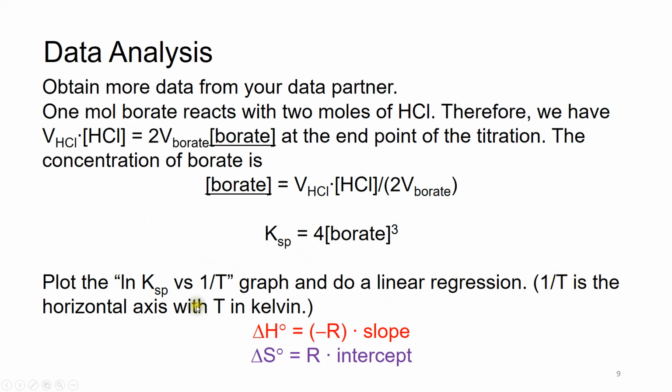Make sure 1 over T is the horizontal axis, and again, the temperature has to be in Kelvin. So 1 over temperature has to be in reciprocal Kelvin. And then after you do the linear regression, display the linear equation on the same graph, you will get the slope, you will get the intercept. The slope times negative R is equal to the standard enthalpy of dissolution. The intercept times R is the entropy of the dissolution of borax. And then we achieve all those experimental goals.